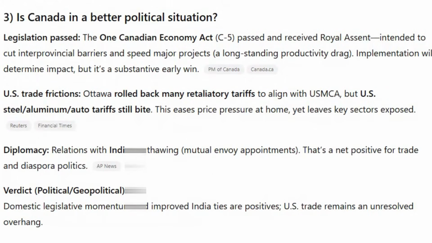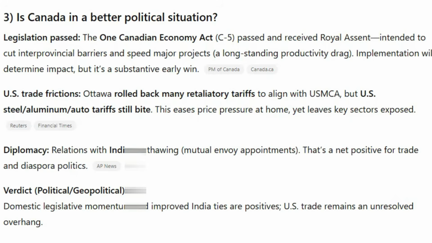Is Canada in a better political situation? Well, legislation passed. The One Canadian Company Act. I like that. I think that's a good act. It's passed. And I think it's now just a matter of getting provinces to drop their barriers. Some provinces have barriers with other provinces, but let's just get it all done, man. Get it done. Intended to cut interprovincial barriers and speed major projects. These are federal interprovincial barriers. The provincial barriers.